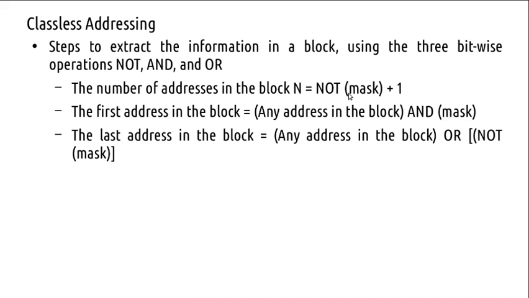So the number of addresses in the block: you just note the mask in decimal and just add a 1 to it. The first address in any block: you take any address in the block and AND it with the mask. The last address in any block: any address in the block OR the complement of the mask. That will be the operation, right? Take any number and do it. You just take the mask and perform an AND operation with any address in the block.